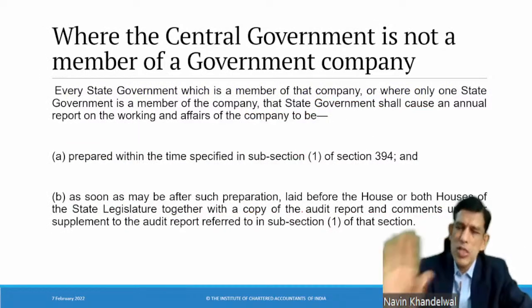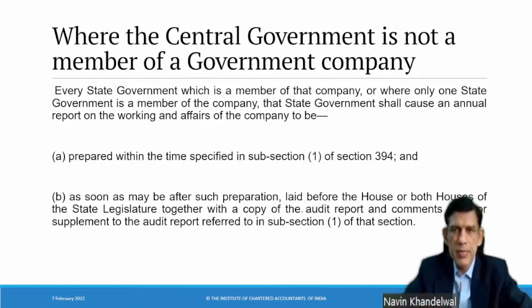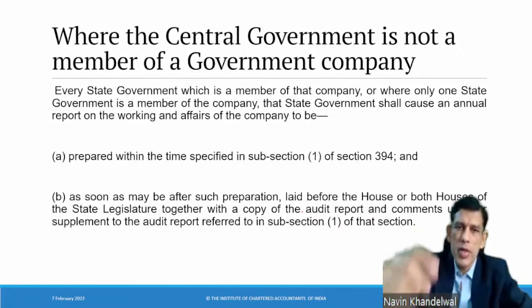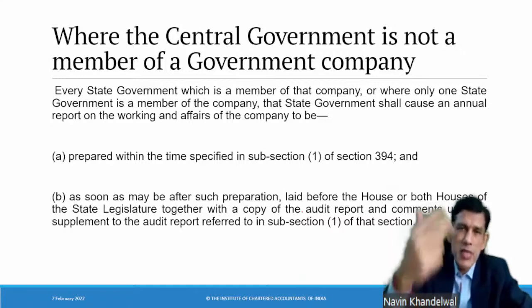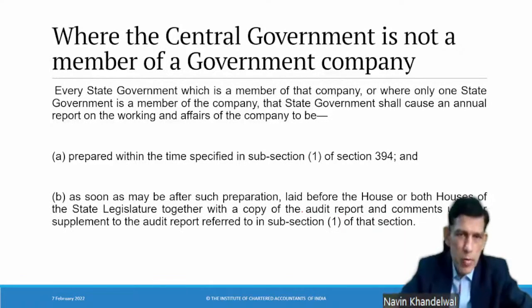Where the central government is not the member of a government company, we now assume that the state government is a member of the government company. Where only one state government is a member of that company, that state government shall cause an annual report on the working and the affairs of the company. So now the responsibility lies on the state government to prepare the report.